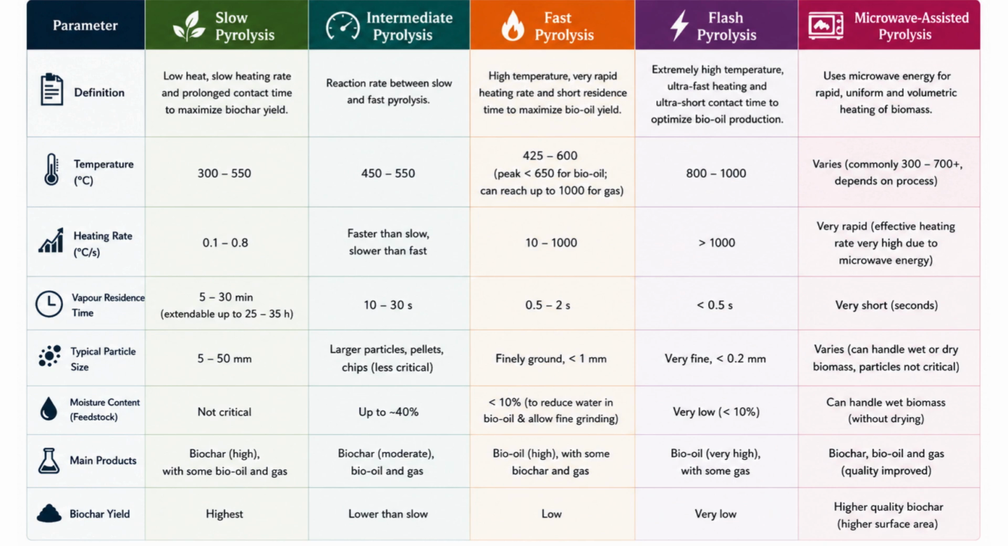Fast and flash pyrolysis operate at higher temperatures and heating rates, producing larger quantities of bio-oil. Microwave-assisted carbonization uses microwave energy for rapid and uniform biomass heating. The table clearly demonstrates how operating conditions influence product characteristics and process efficiency.